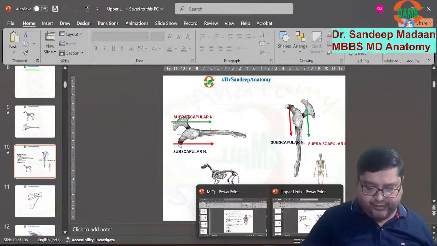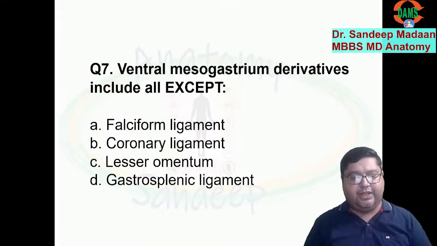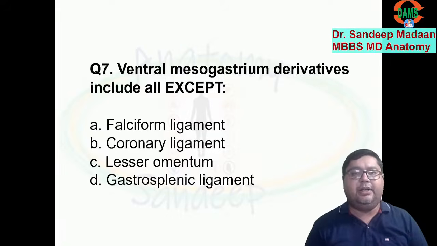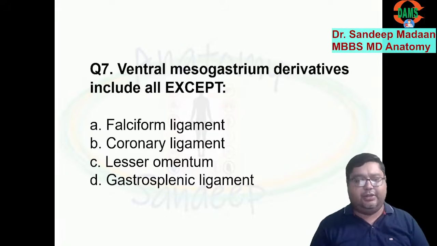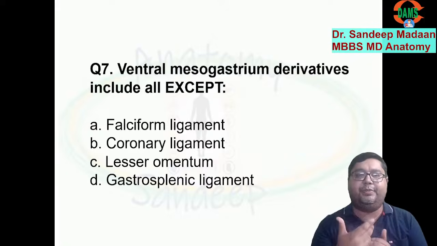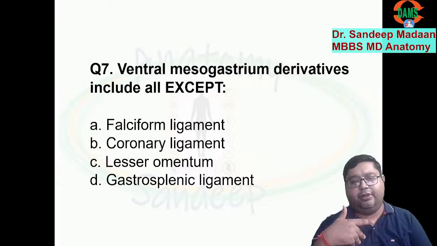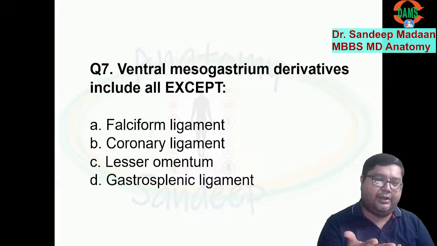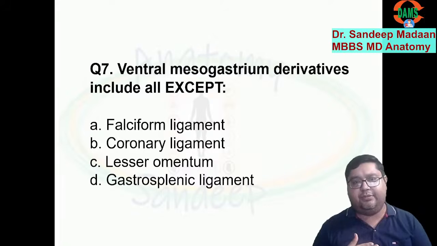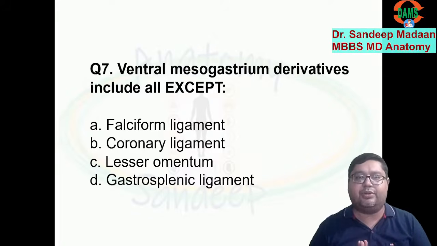Let's move ahead to the next topic. The next topic is: ventral mesogastrium includes all except. So when they say ventral or dorsal, you just think wisely. We have the stomach. Who is in front? Liver. Who is behind? Spleen. So whatever is in front of the stomach, like the liver, will be called ventral mesogastrium. Whatever is towards the behind of the stomach, like the spleen, will be called dorsal mesogastrium.